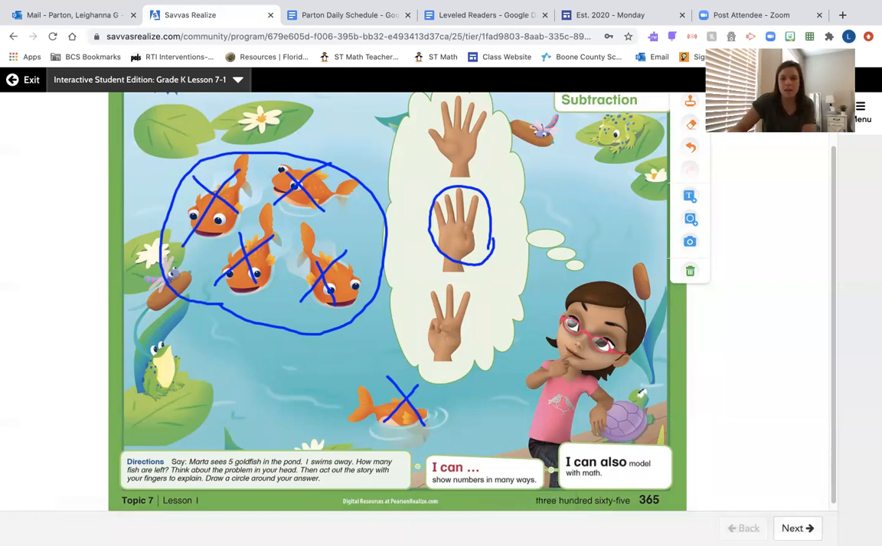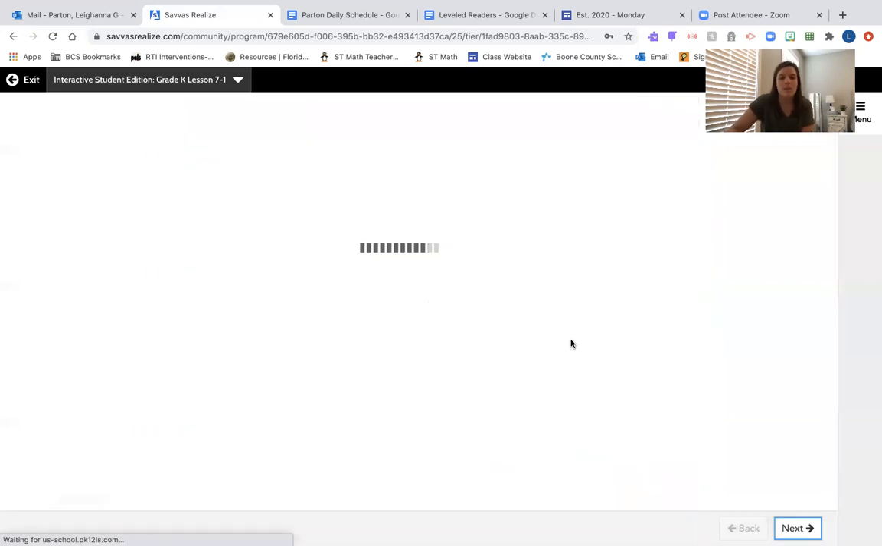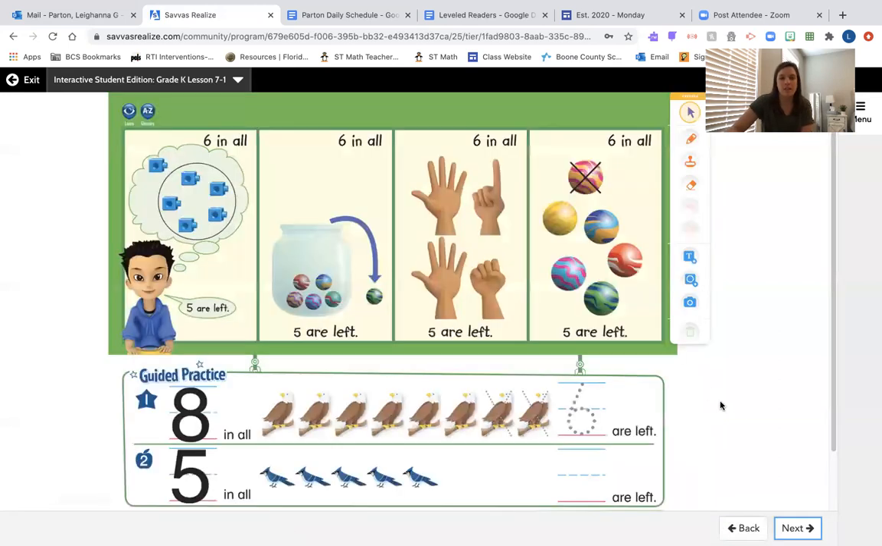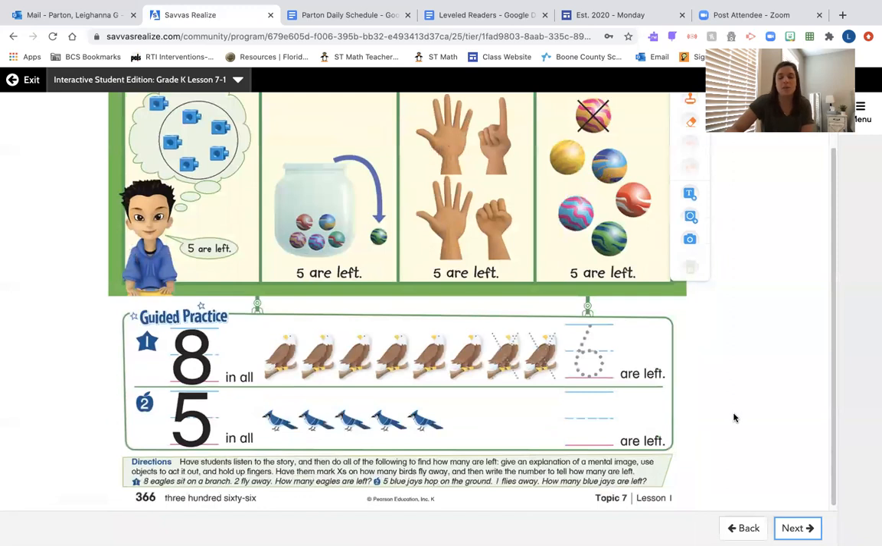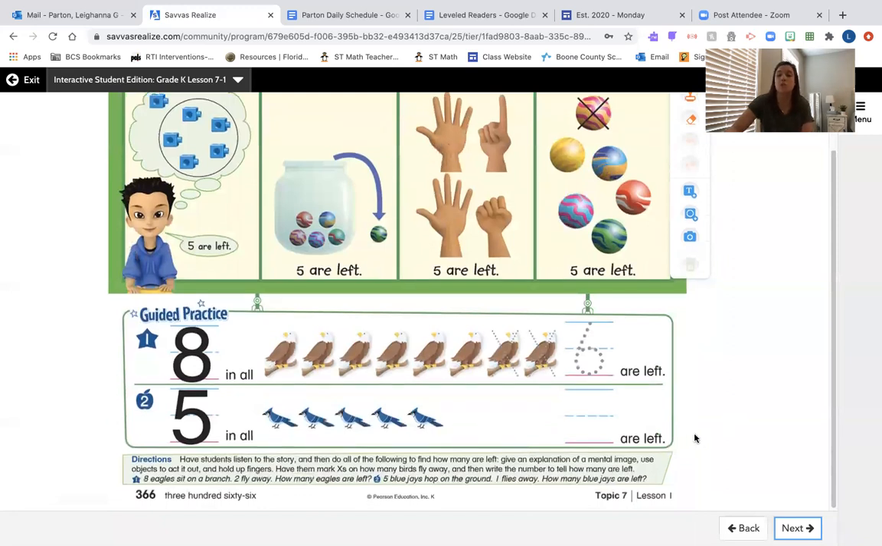All right. So let's go ahead and take a look at the guided practice. Okay, so for each problem, there's going to be a story that we're going to do together. And as we're listening to the story, we're going to show our work by doing what we just practiced, Xing and circling our leftovers, okay? So our guided practice has 2 problems, a problem with eagles and a problem with blue jays.